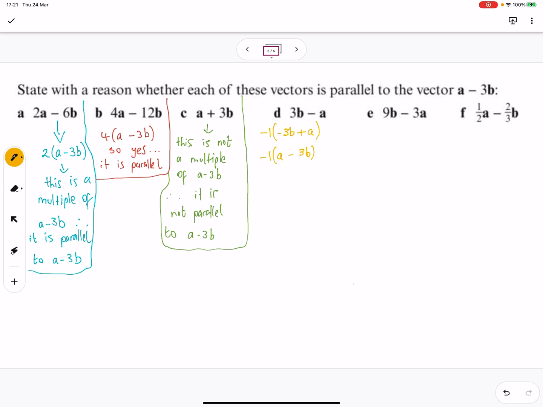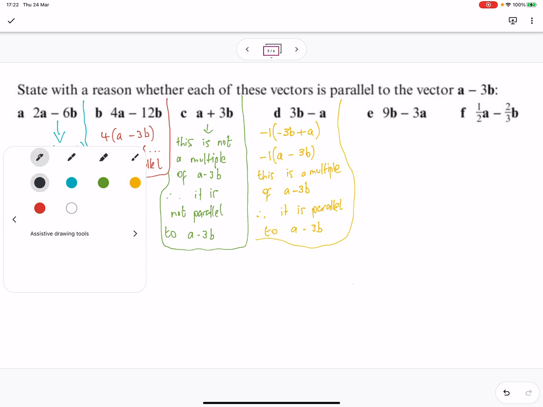And again, we can say this is a multiple of a minus 3b. It didn't look like it initially, but it is. So therefore, it is parallel. Okay. Next one.